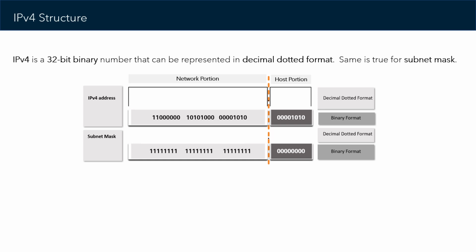IPv4 is a 32-bit binary number that can be represented in decimal dotted format. Same is true for subnet mask. In here, a 32-bit IPv4 address is shown. In order to convert it to decimal dotted format, we are going to divide that 32-bit into 4 groups. Each group is going to be referred to as an octet. We are going to place a dot between the octets to separate them from each other. Then, the binary value of each octet is converted to its decimal equivalent in order to obtain the decimal dotted format. Same is true for subnet mask.